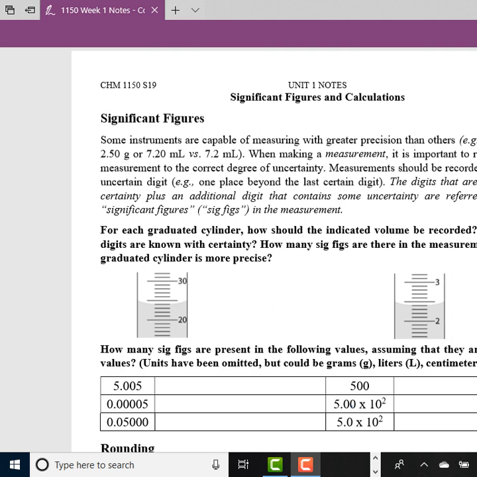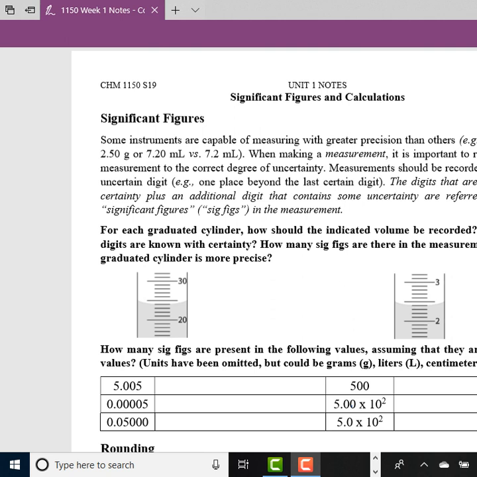When making a measurement, it's important to represent that measurement to the correct degree of uncertainty. Measurement should be recorded to the first uncertain digit, for example, 1 place beyond the last certain digit. So in plain English, an easier way to say that is the last number we write is the first number we have to estimate. The digits that are known with certainty plus an additional digit that contains some uncertainty, the one we estimate, are referred to as significant figures, or for short, we'll call them sig figs a lot. So let's see some examples of that.